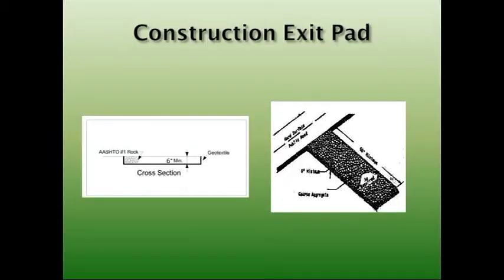These are construction exit pads. That's the design criteria that's in the ADM book. This is a cross section you see. A 6-inch minimum of gravel has to be on that, and a paved surface is not considered a construction exit pad.